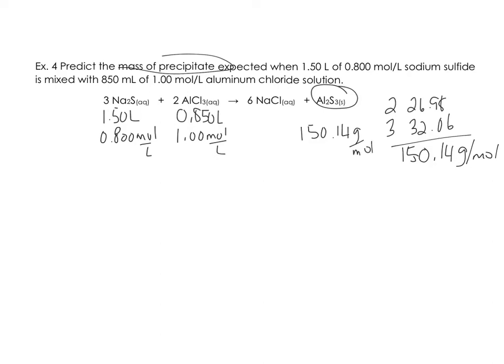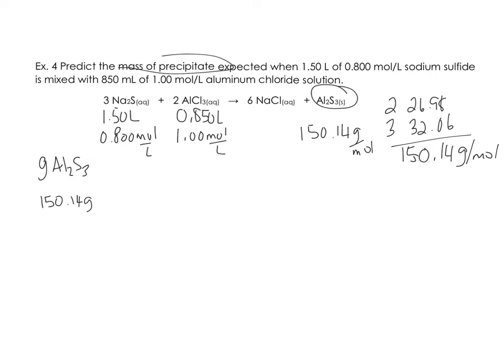Okay, so we know what the molar mass is of our product, so we want grams of aluminum sulfide in our final units, and we have to do it from both sodium sulfide and aluminum chloride. Whichever one gives us the smallest mass will come from the limiting reagent. That gets all used up, so that mass will be the maximum mass.